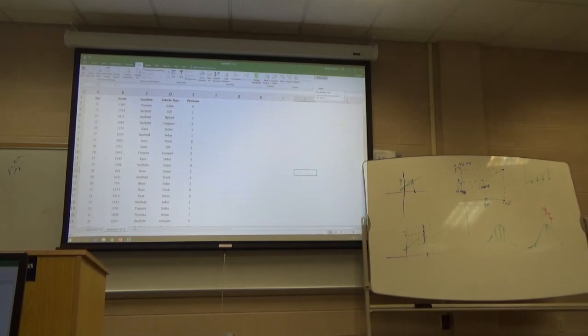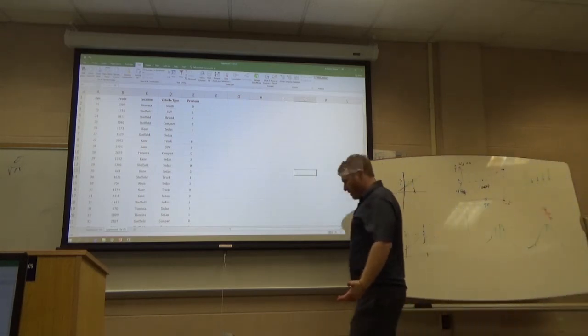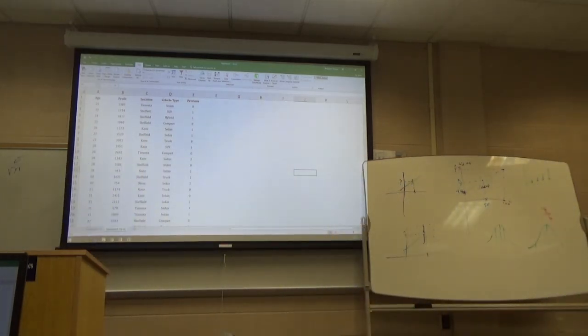Ready? File, options, add-ins, and then click go at the bottom. You see go down there at the very bottom? Yep. And then click Analysis ToolPak. Okay. And then okay. And that's it. Now go to data across the top. You see it over there on the far right? Nope. On the far right. Oh, right there. Yeah. You got it? All right. Look at that. Thank you, Peyton. We got some Excel pros in here.